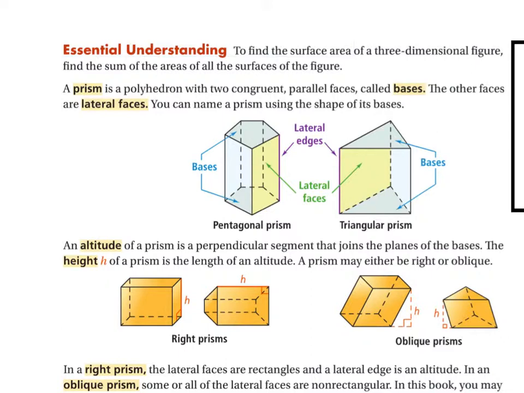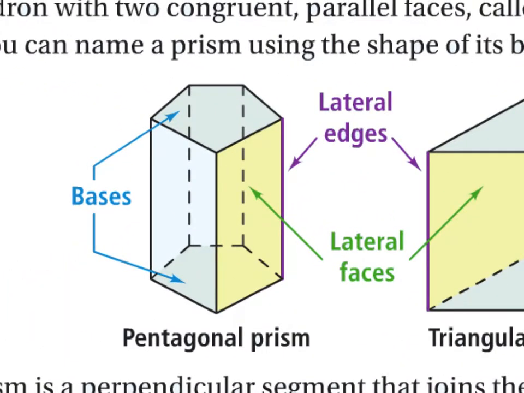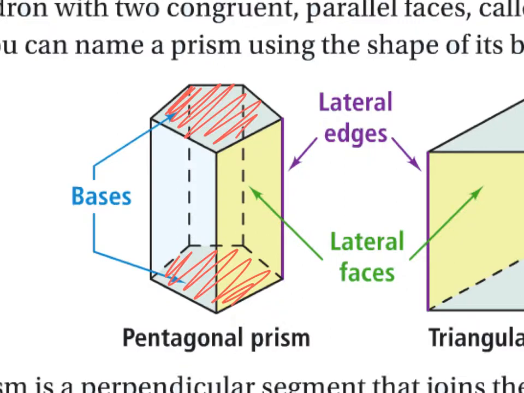So we call those the bases. And so right down here they have this. This happens to be a pentagonal prism because the bases are pentagons. And so those two bases, this pentagon here and this pentagon down here, those are the bases. They are parallel and congruent. All of the other faces then going around that object, those are called lateral faces.